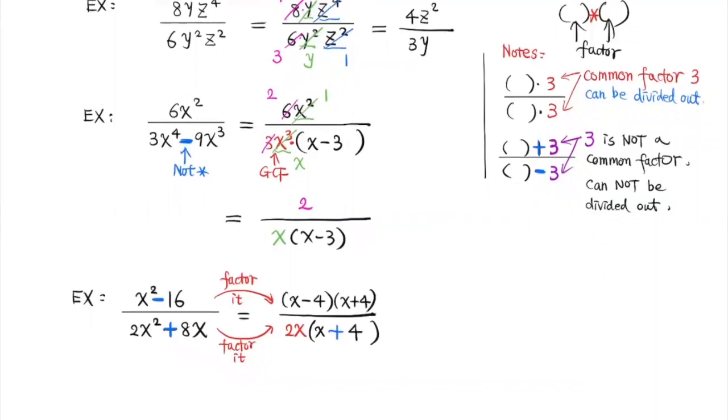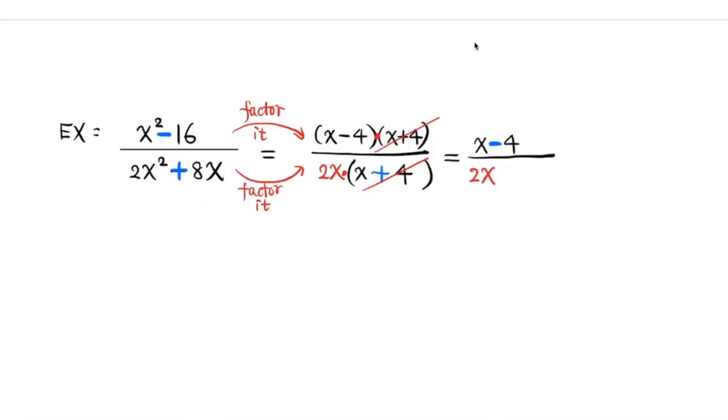Now notice that over here is multiplication and multiplication. So this x plus 4 is a common factor up and down. We can divide them out. Now after we divide out the common factor x plus 4 up and down, we're left with x minus 4 over 2x. Notice that this is subtraction between these two. So the x here is not a factor. This x and this x cannot be divided out.